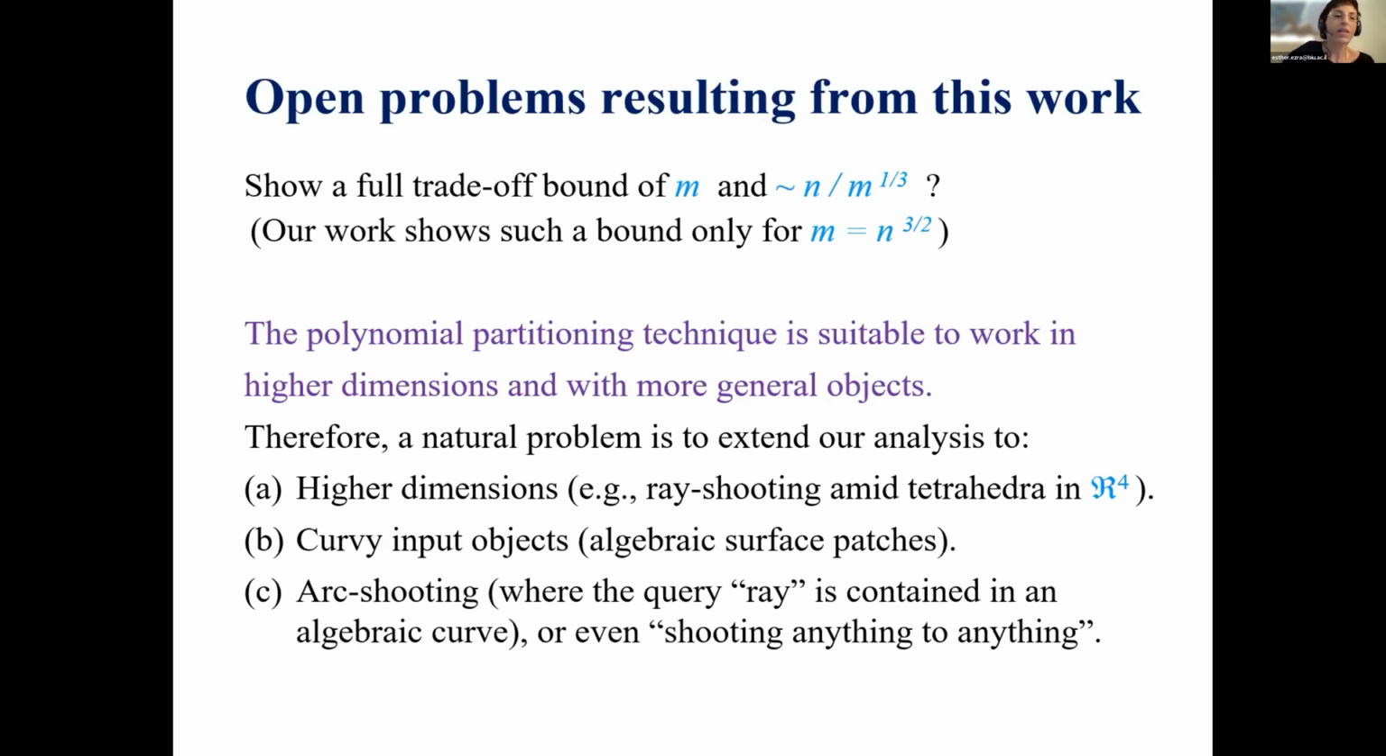Such extensions include higher dimensions, for example ray shooting amid tetrahedra in 4-space; curvy objects, where we replace the triangles by algebraic surface patches; arc shooting, where the query is contained in, say, an algebraic curve; or even shooting anything to anything. For example, we have input triangles, but queries are also triangles, and we would like to detect whether any of the query triangles intersect a triangle from the input.